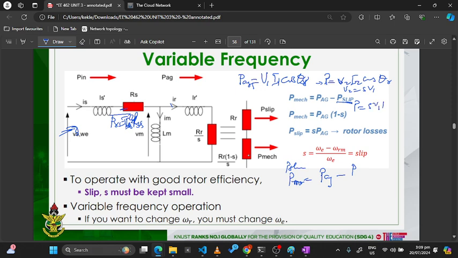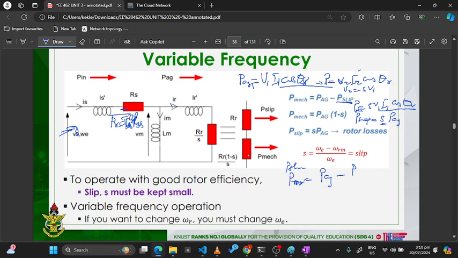So then P slip should be equal to S V1 I1, because I1 is equal to I2. So V1 I1 cos theta R. So then the relation we have here is the air gap power. So P slip should be equal to S times the air gap power.